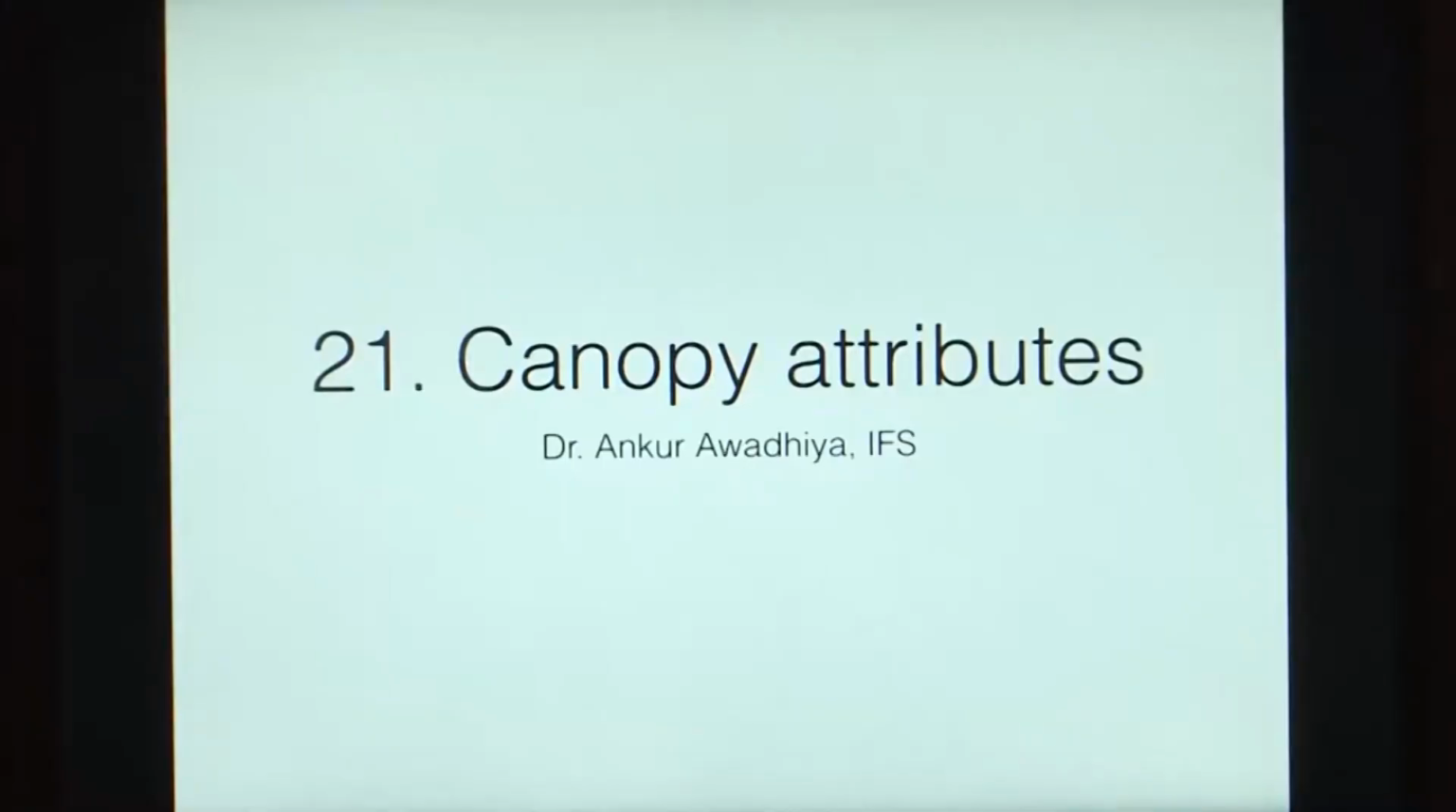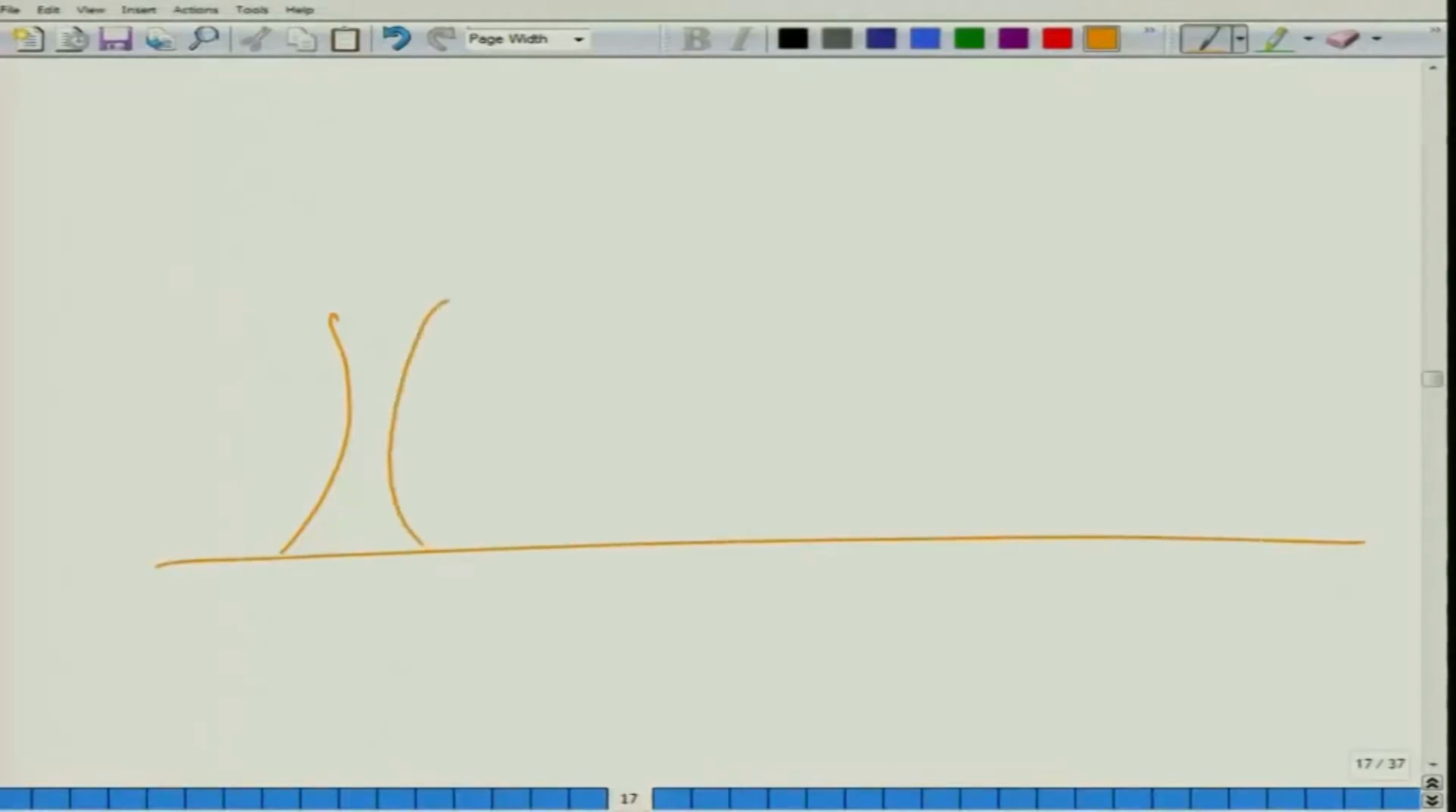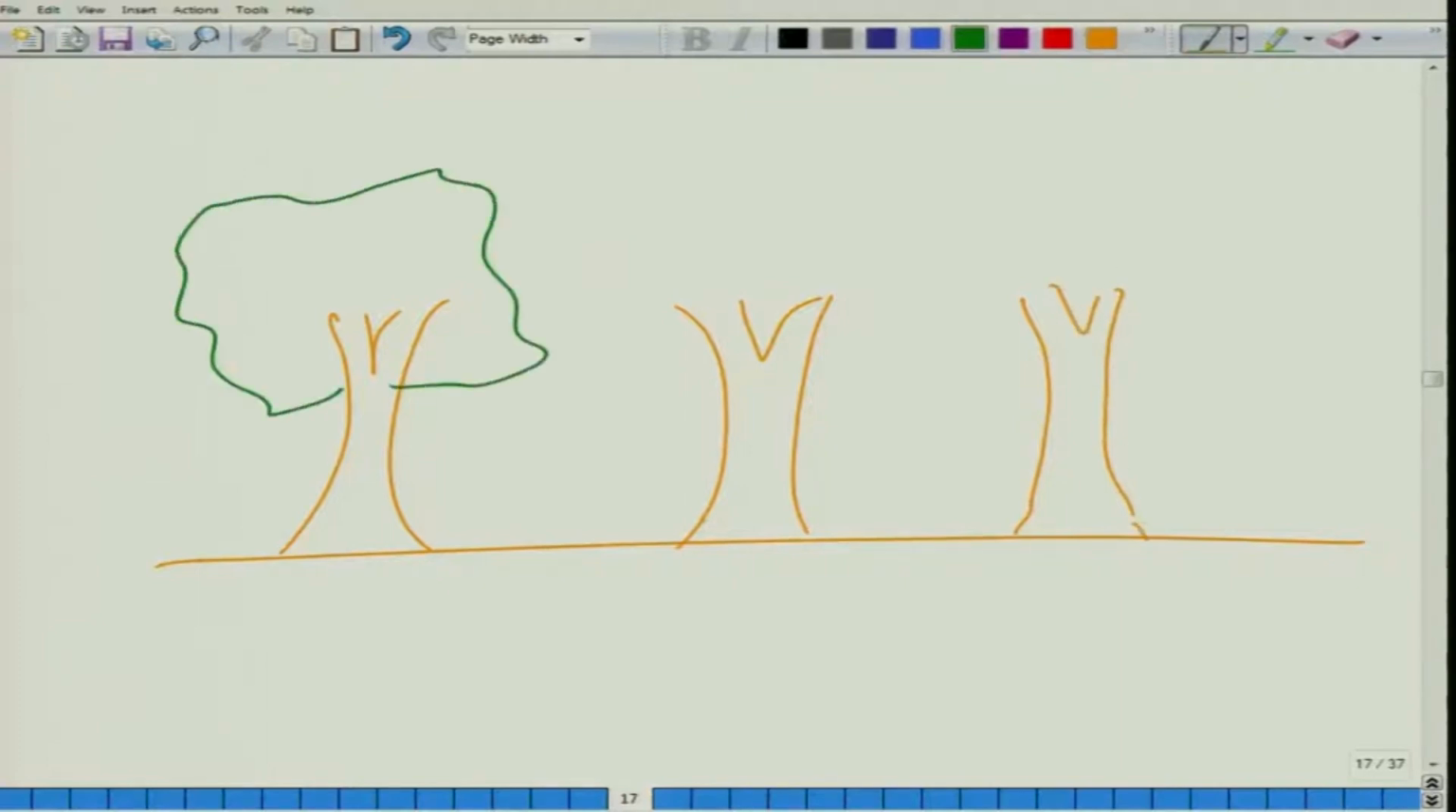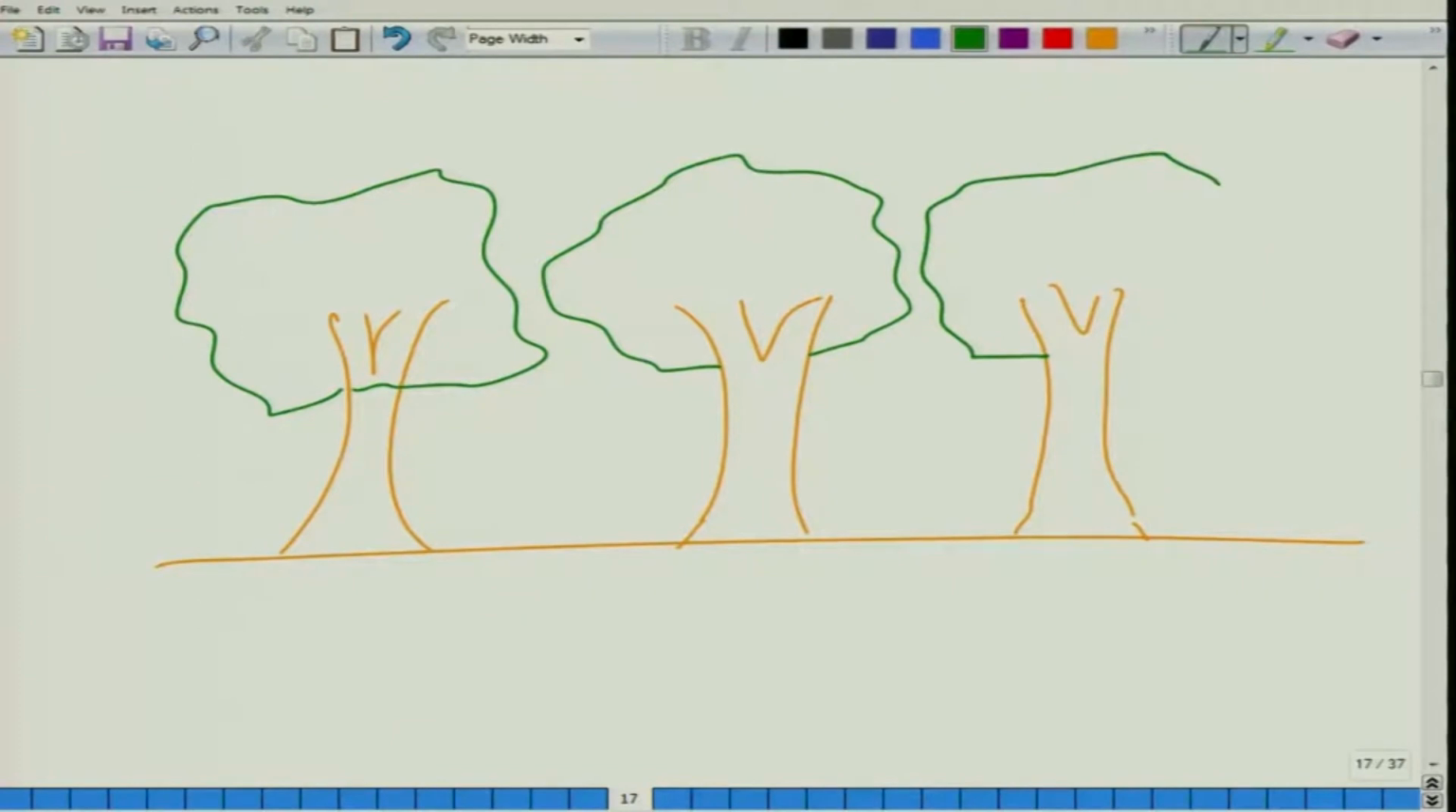Namaste. In this week we shall have a look at canopy attributes. Now canopy, as we know, consists of the uppermost branches of the trees in a forest that form a more or less continuous layer of foliage. So to represent it, suppose we consider the trees in a forest. Then these trees have this umbrella like structure of leaves. In most cases it forms a more or less continuous layer, and this is known as the canopy.